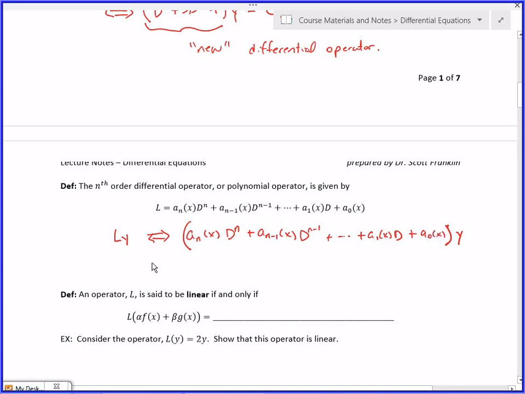Okay? So notice what this actually tells me is equation 2 is equivalent to Ly equals G. So if L is an nth order differential operator, then we can rewrite the whole nth order linear differential equation, number 2, as Ly equals G.